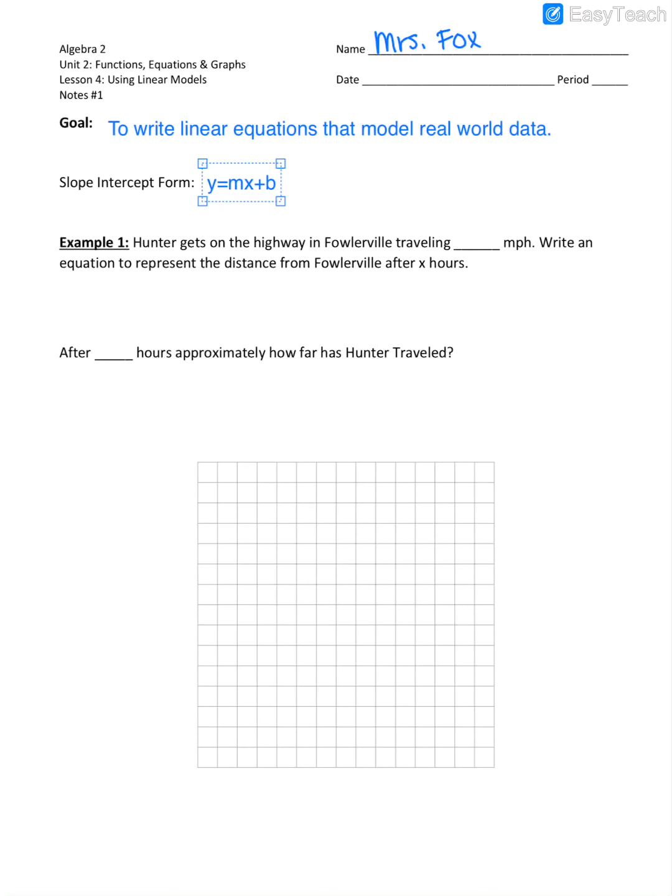So for 2.4, day 1, our goal is going to be to write linear equations that model real-world data. Slope-intercept form is what we've been talking about, y equals mx plus b. Our last lesson was just direct variation, which ignores the b value because it is just y equals mx or y equals kx. Today we're going to be adding that y-intercept back in.